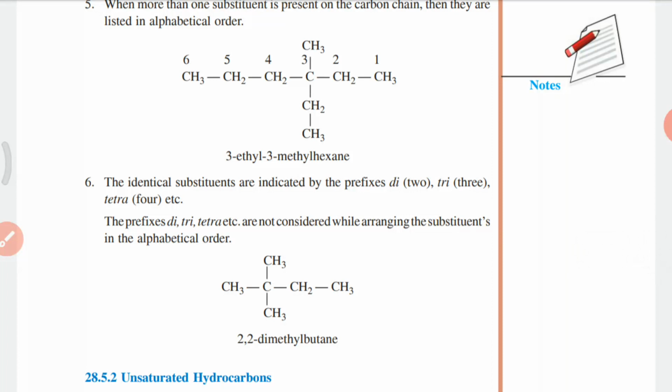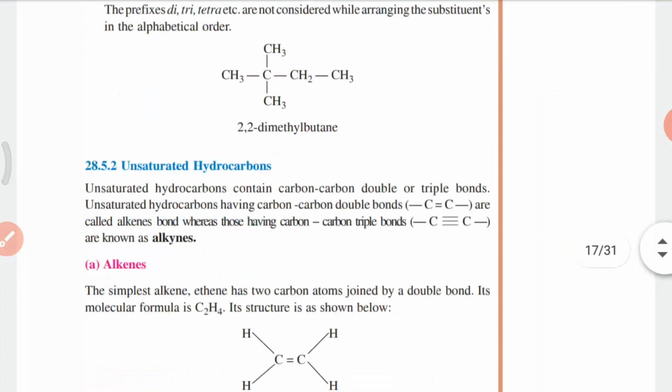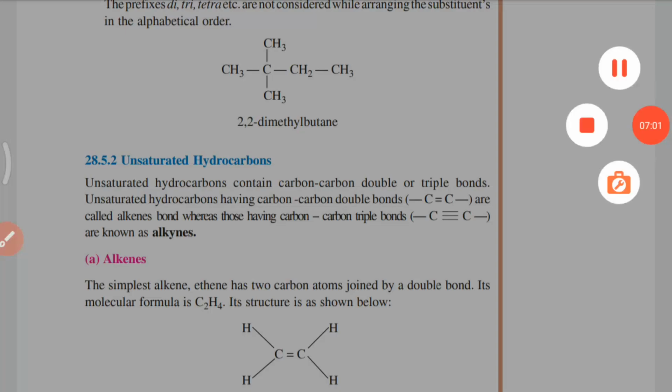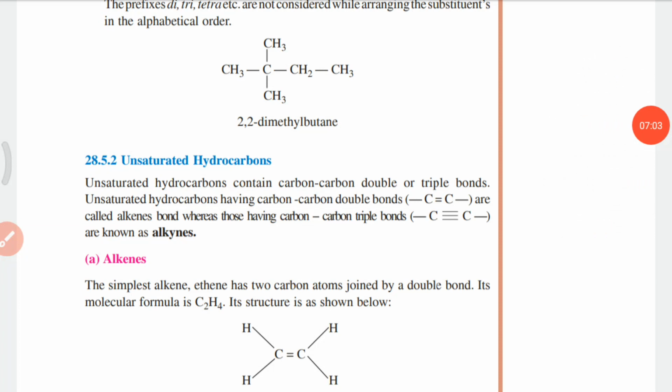Di, tri, tetra, we give like that. These are the important rules regarding the nomenclature of alkanes. Now we are going to discuss the unsaturated hydrocarbons, that means alkenes and alkynes.